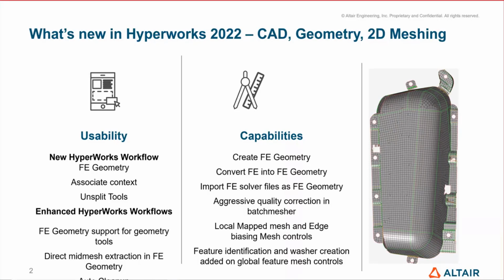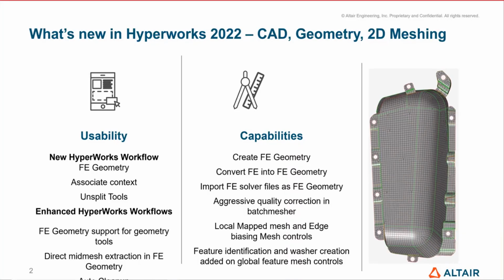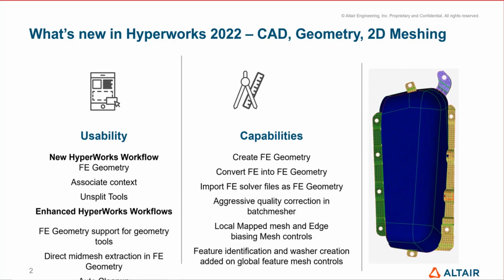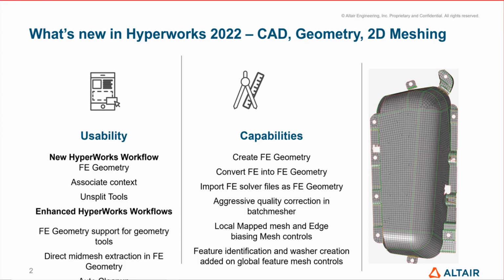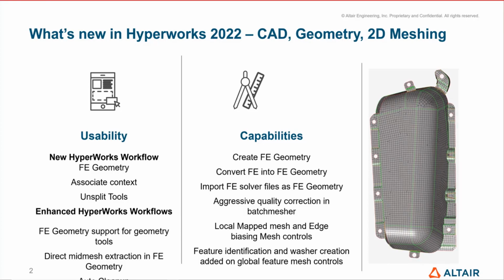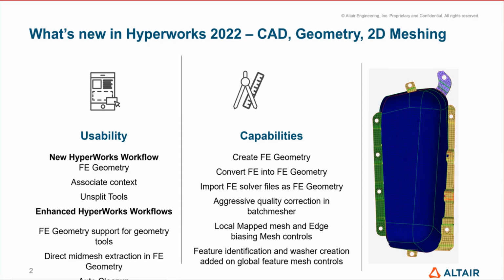The first thing and the biggest thing we've introduced in HyperWorks 2022 is the introduction of FE geometry. Now you can treat mesh as FE geometry. So there's a series of slides that follow. I'll take you through all the details.